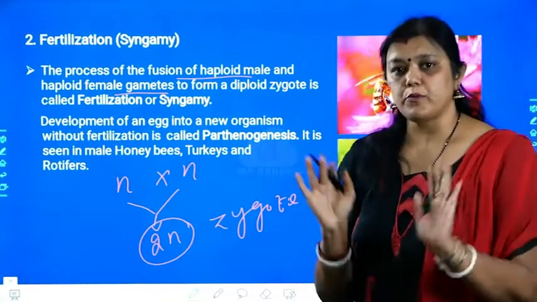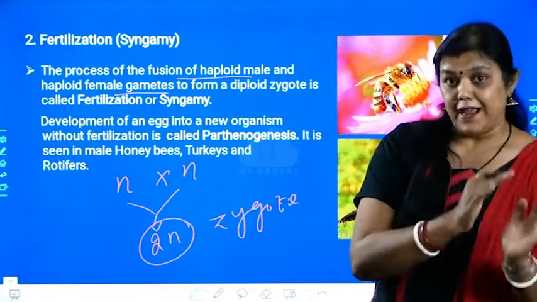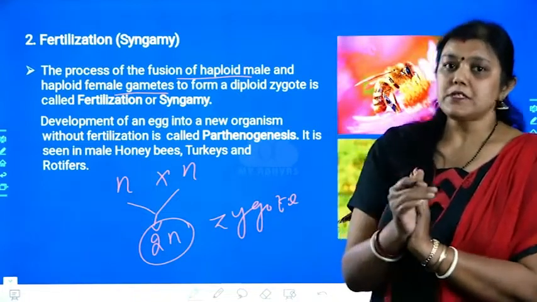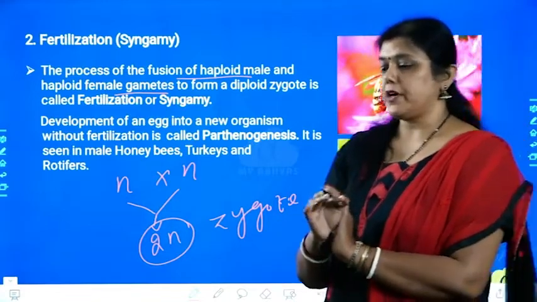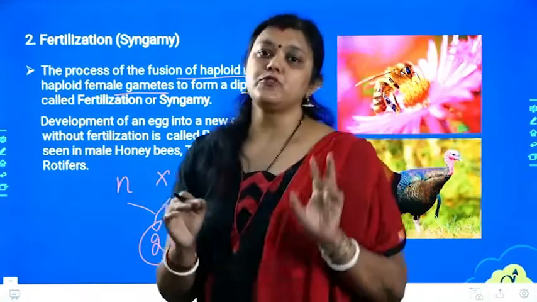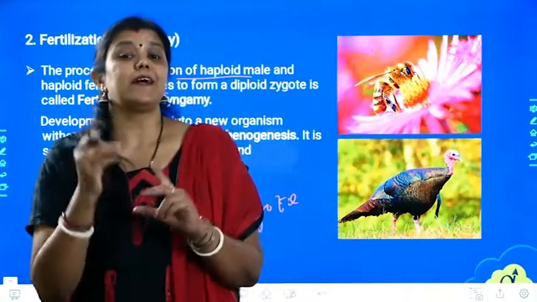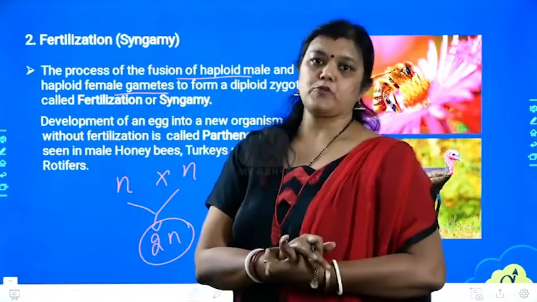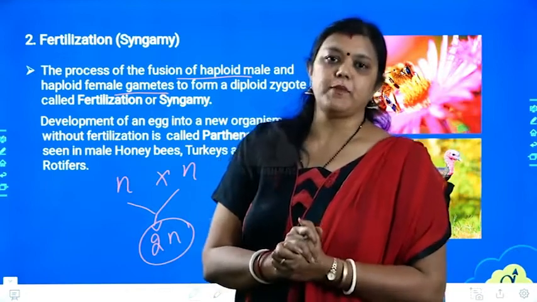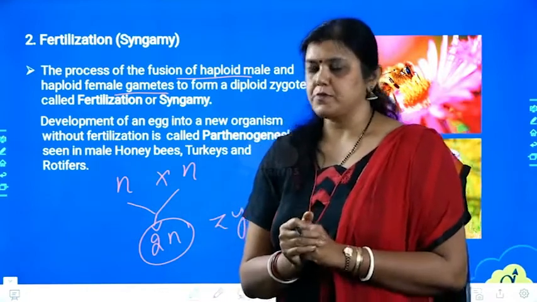It is the same for both male plants and animals. It is also seen in some algae and some fungi. So sexual reproduction is a process where there is a fusion of a male and a female gamete. That is very important. Remember this. The haploid number of chromosomes combine to form a diploid number of chromosomes.